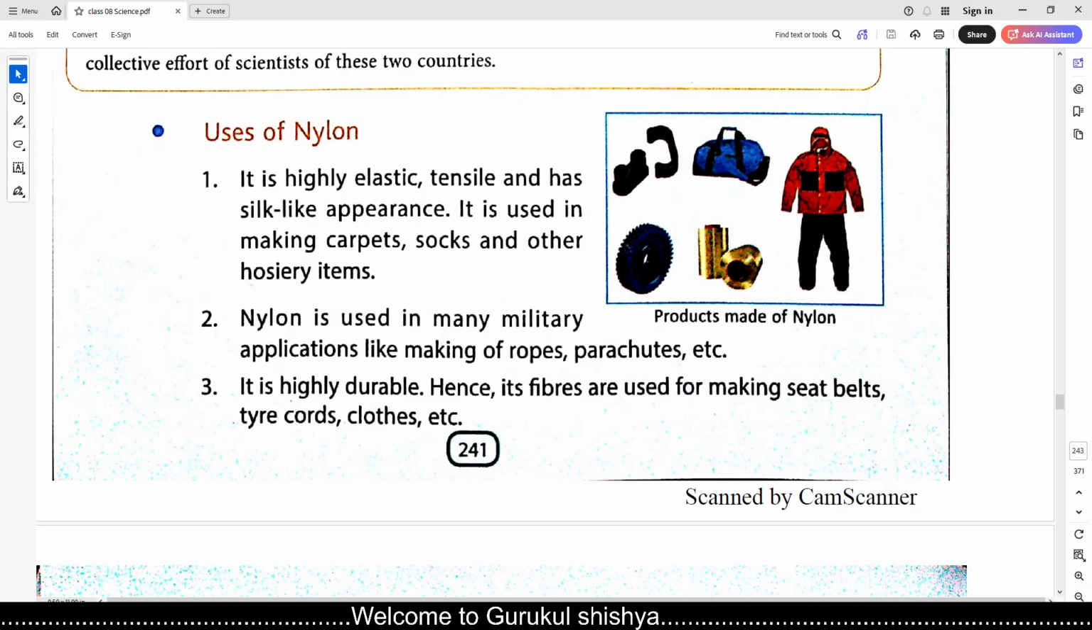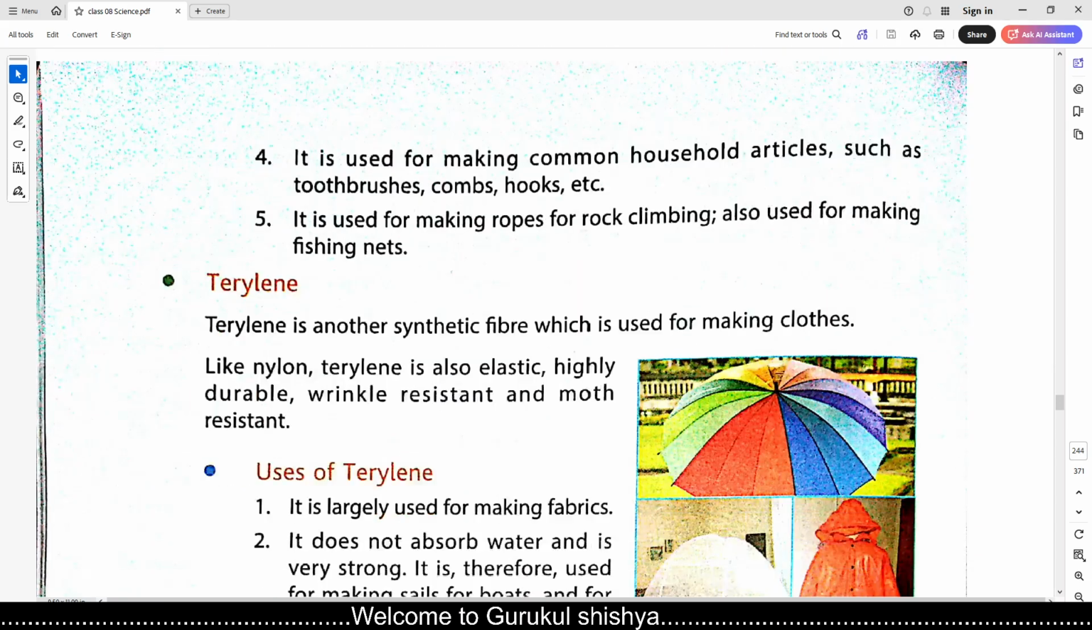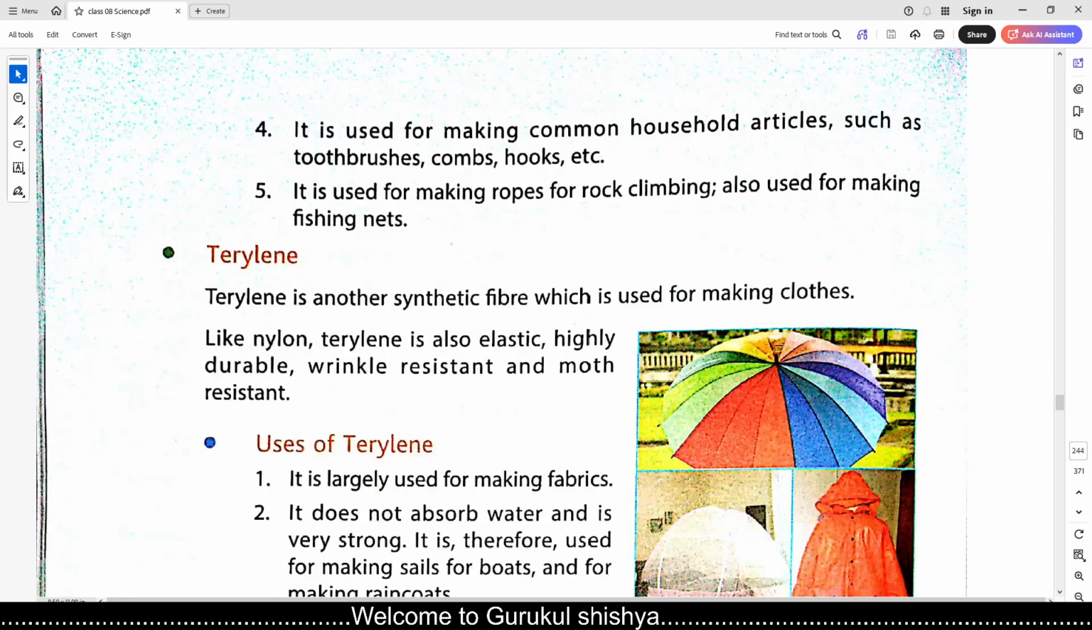It is highly durable. Hence, its fibers are used for making seat belts, tire cords, clothes, etc. It is used for making common household articles such as toothbrushes, combs, hooks, etc. It is used for making ropes, ropes for rock climbing, also used for making fishing nets.